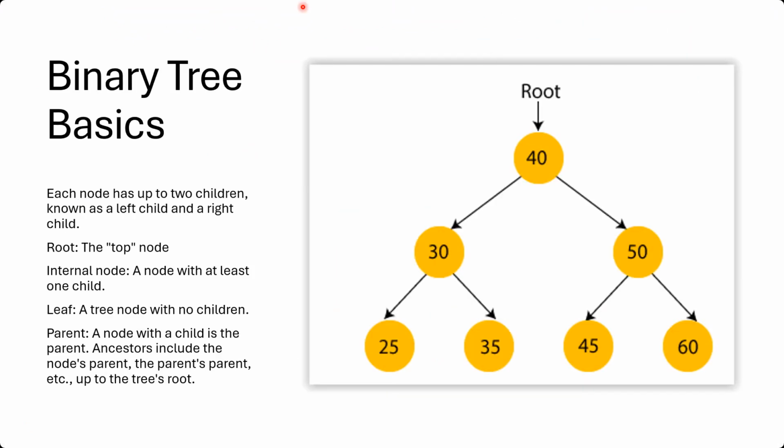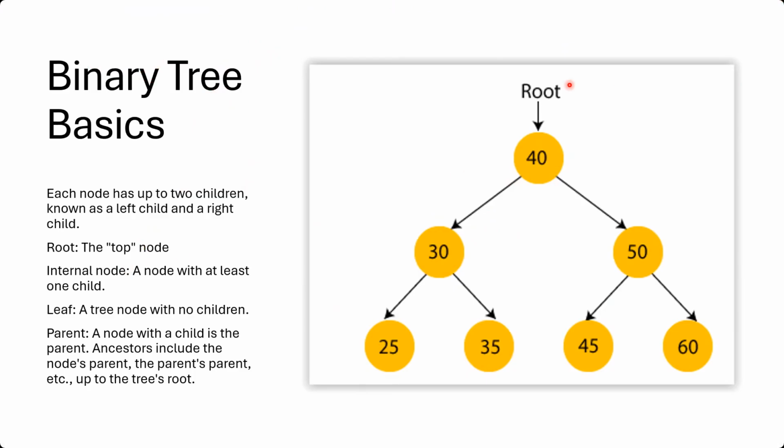So binary tree basics. Remember, each node has up to 2 children. Here's 40. Those are 2 children. Maximum, each node is going to have 2 children. Now, this is whether it's a binary search or something else. This is just binary tree basics at this point. Lots of different binary trees.